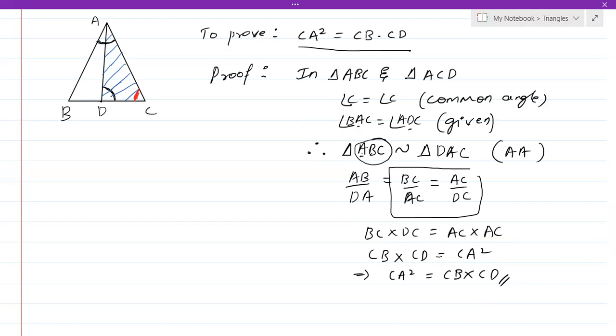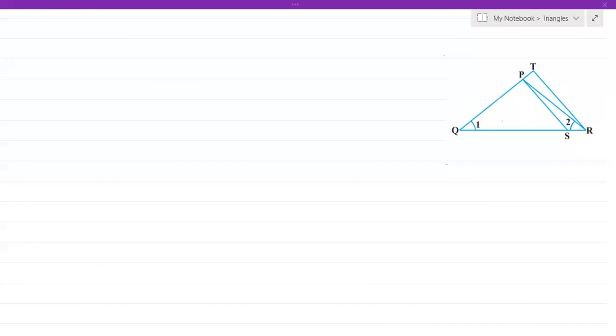Okay. So let's get into the next question, students. Okay, students, let's do the fourth one. Now, whatever questions we have done in the previous video and this video are completely based on AA criteria. Now, from now onwards, we'll be using SAS criteria and SSS criteria to prove the triangles are similar. Okay. The fourth question is one such question where we will use SAS criteria.